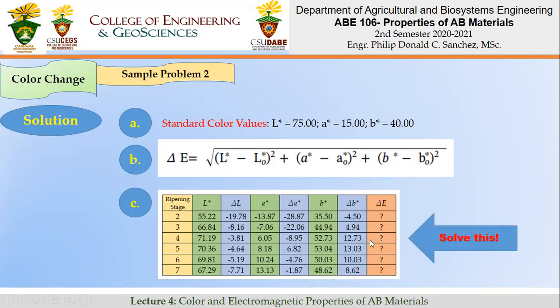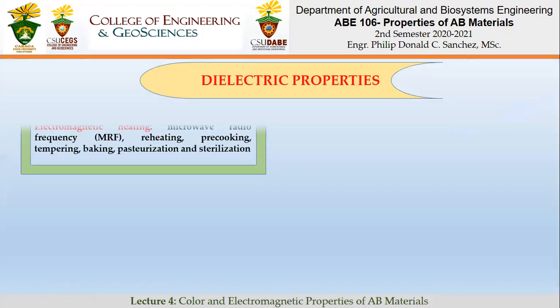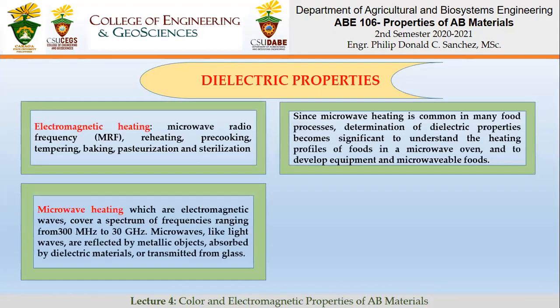What you are going to measure is the delta A and all the color values, based on the formula in the solution, identified as B. So you try to solve this at home, okay? So let's move on with dielectric.